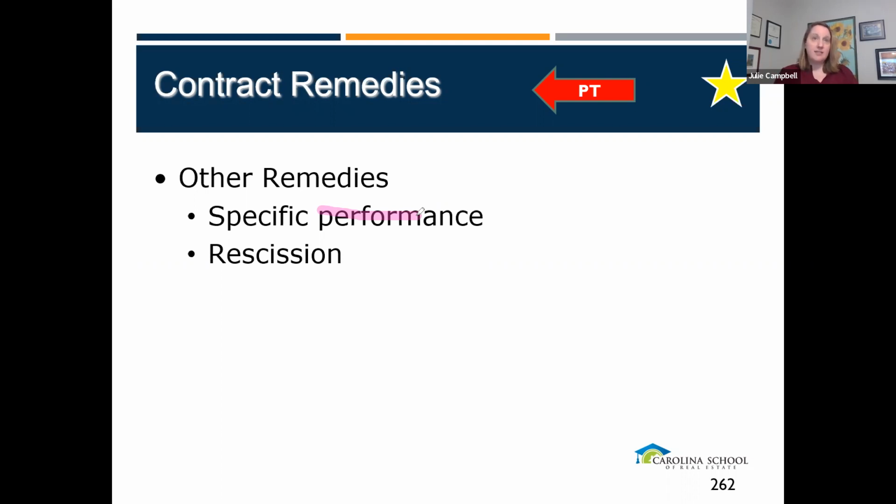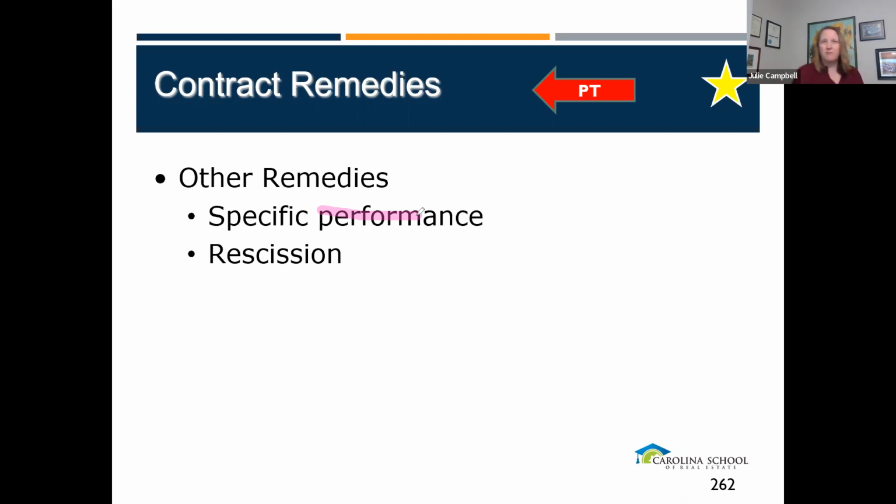Where we see this is in the event of seller breach. If the seller breaches, the buyer can go after them for compensatory damages, possibly consequential damages, maybe, but they could also go after the seller for specific performance. And if the judge awards specific performance, they're making the seller sell. They're making the seller perform as promised.